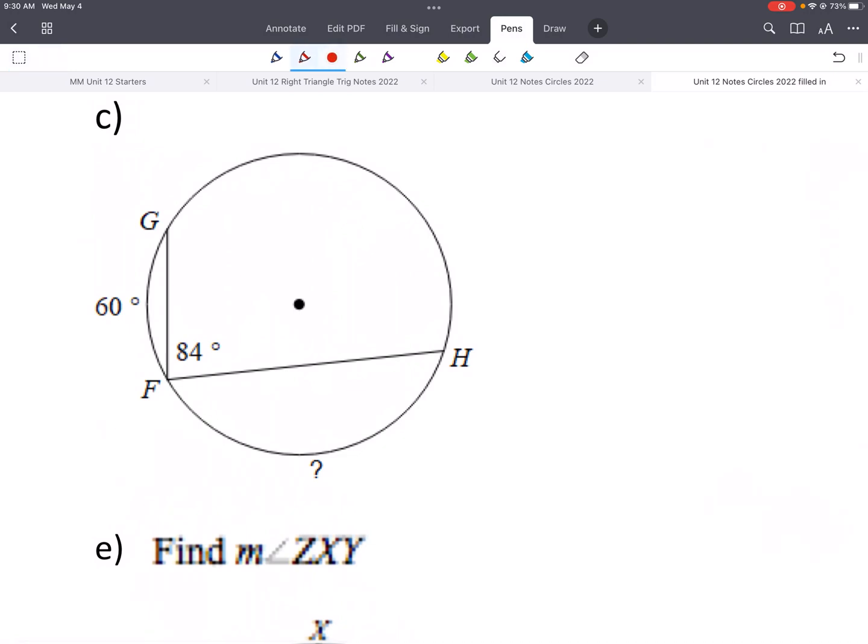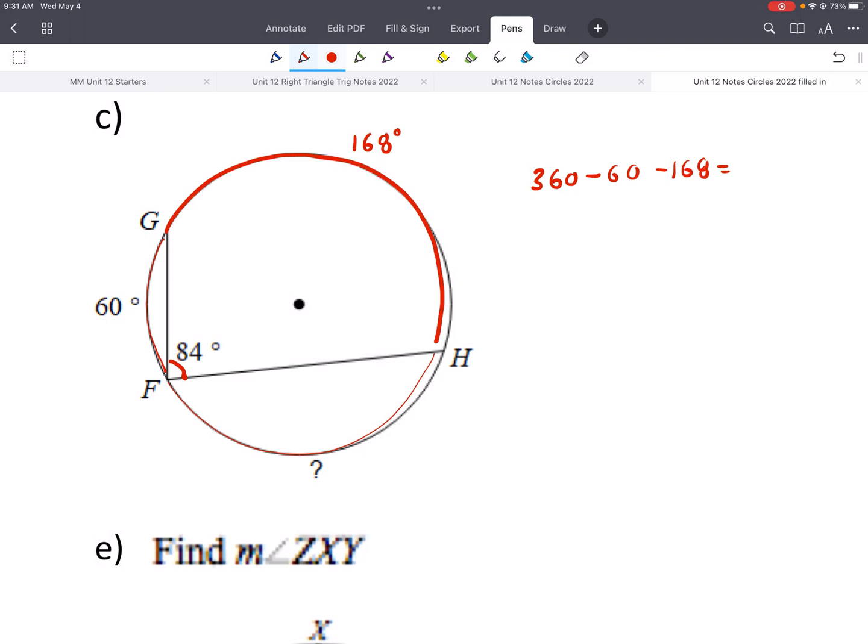Okay, here's another example. We have an angle, which means its arc is 2 times that, so that would be 168 degrees. We have this arc, which is 60, and we need to find this missing arc. Again, we know they add up to 360, so you could do 360 minus 60 minus 168. Here I will need my calculator.